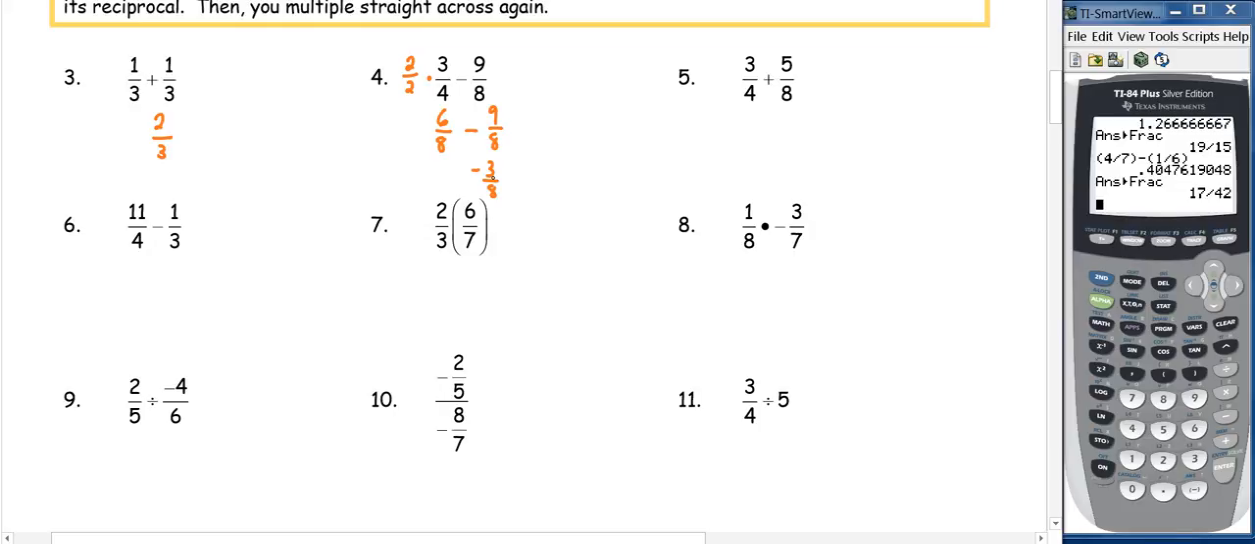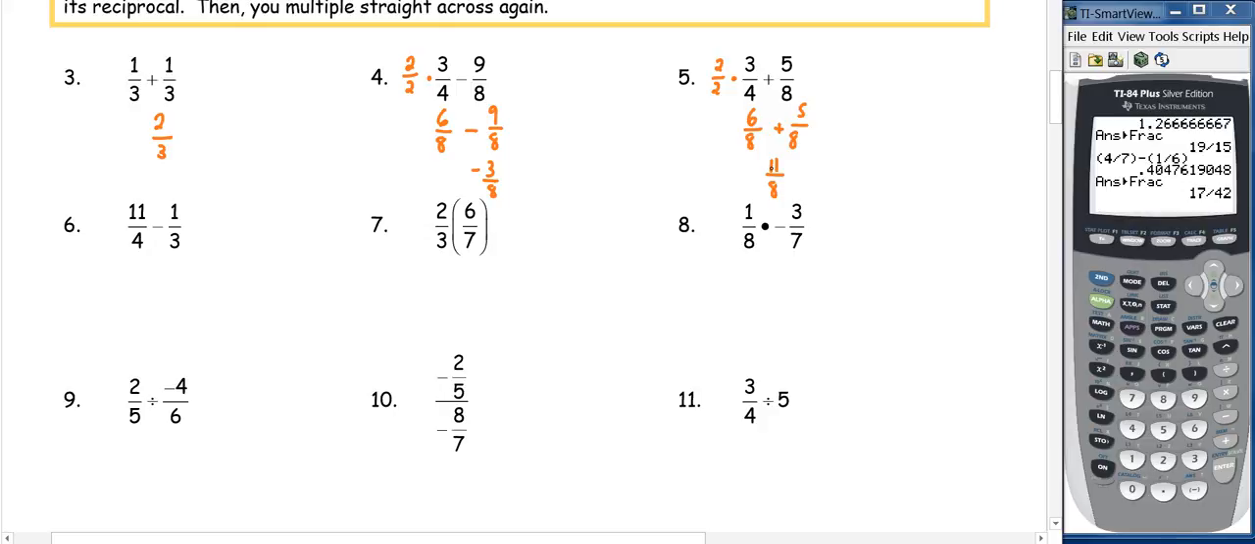Number 5, same idea. I need to get my common denominator, so I'm going to multiply the fraction by 2/2. Remember, you have to multiply the numerator and the denominator in order for the fraction to change because you're making an equivalent fraction then. So this becomes 6/8 plus 5/8. And then I can add my numerators together, so I get 11/8.